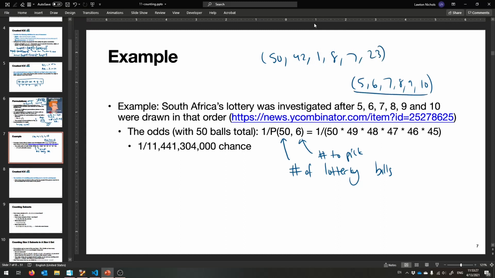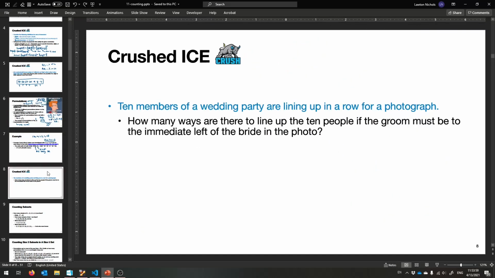The odds of you getting just this one are 1 over the amount, right? Which is 1 over 50 times 49 times all those things. And it is a 1 in 11.5-ish billion chance. Isn't that crazy? So that is why they thought it was faked or a hoax. And yeah, we had some angry people, I guess, in South Africa. So that happened, and that was something that we can study with our knowledge of permutations. Isn't that fun?